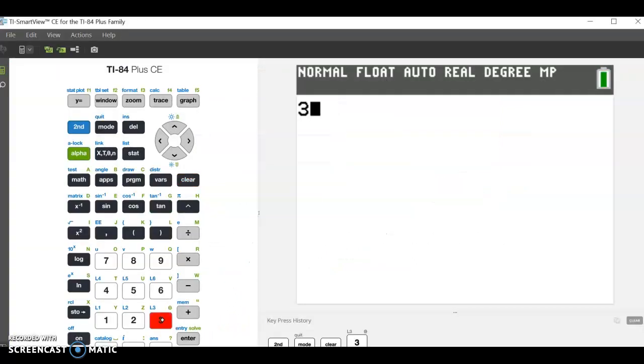Okay, and just to show you how to enter it on the calculator, do the 33,000, and then in parentheses, I'm going to do e to the x.